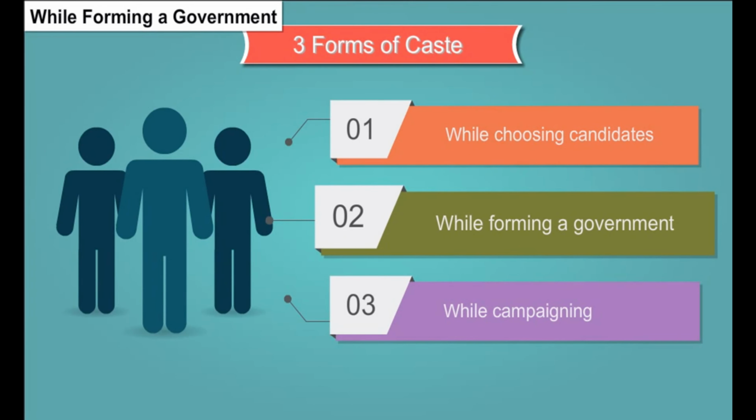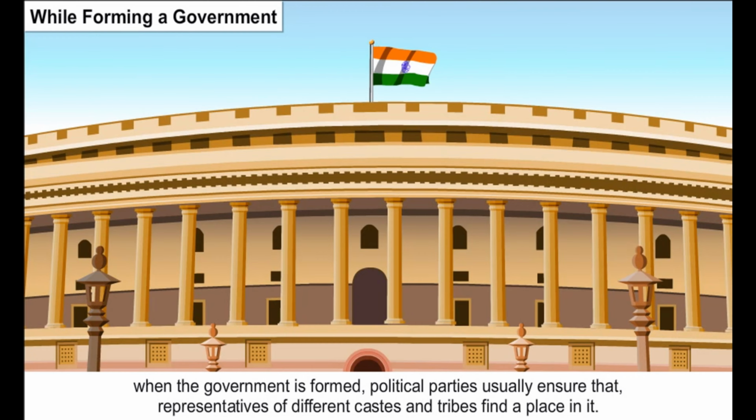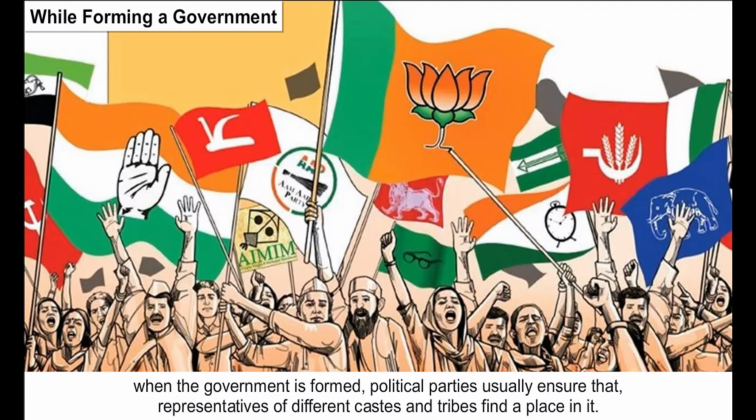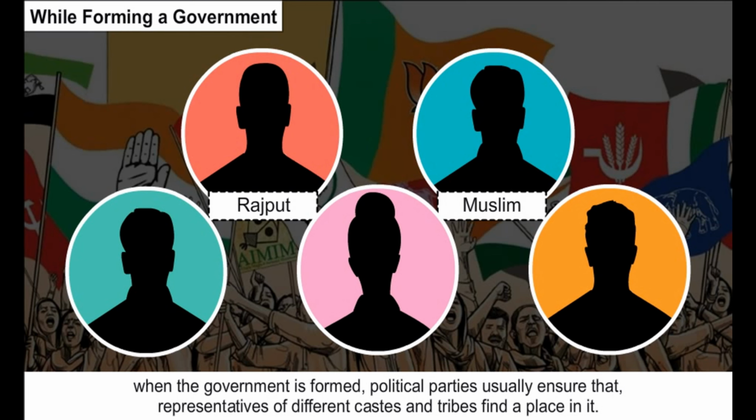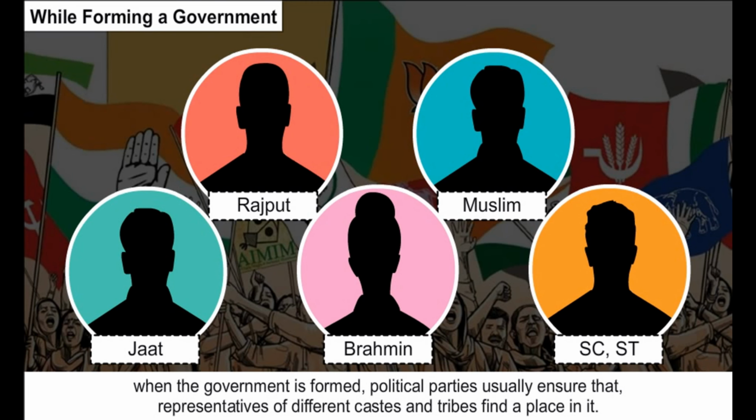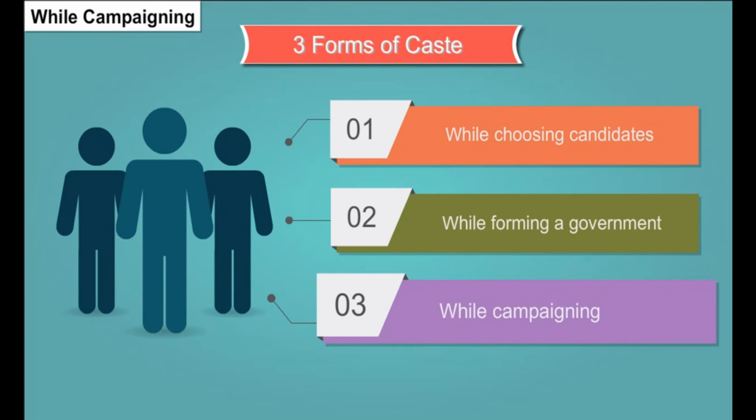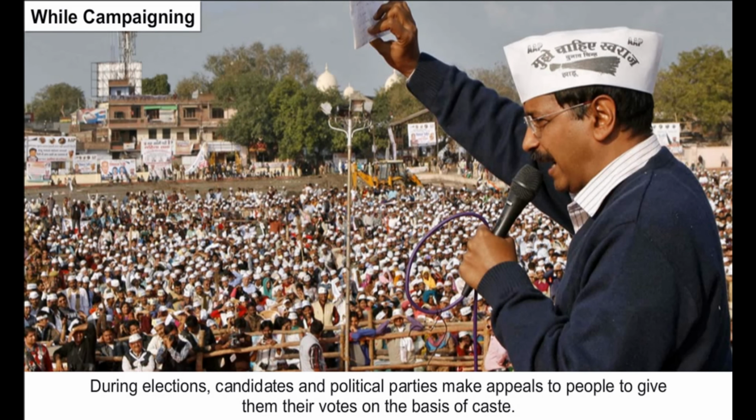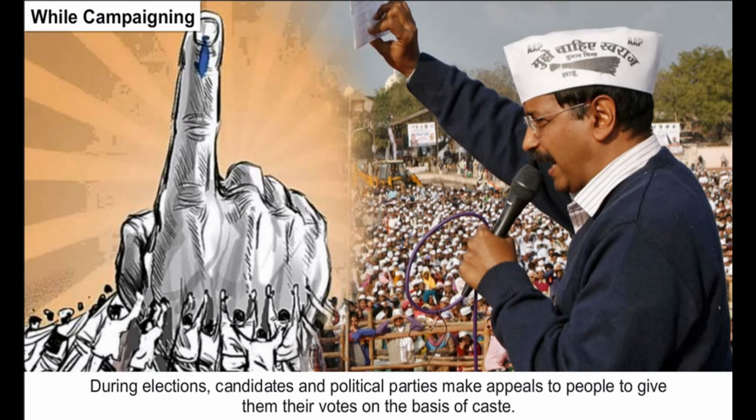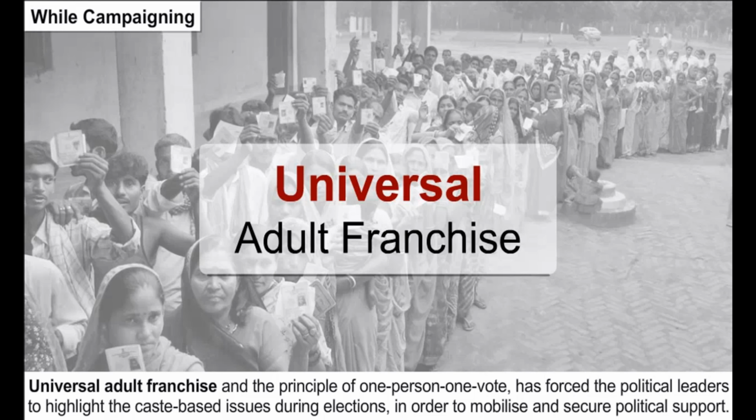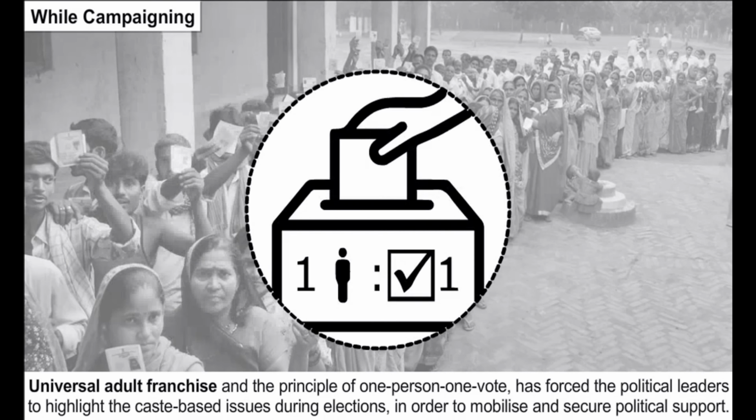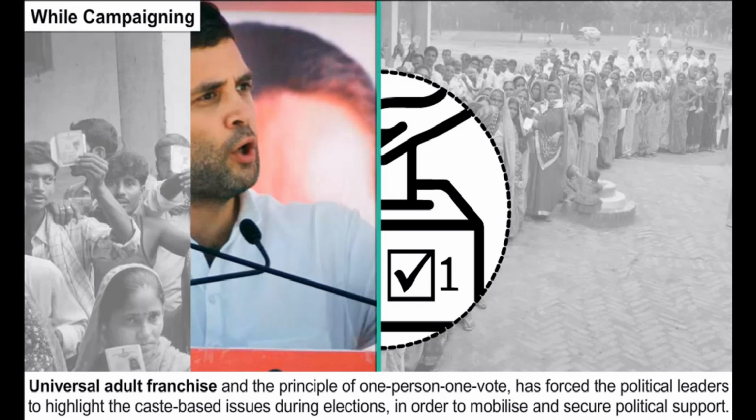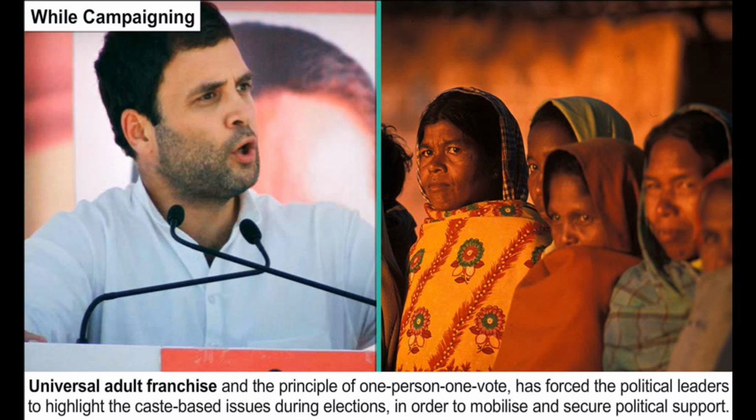While forming a government: when the government is formed, political parties usually ensure that representatives of different castes and tribes find a place in it. While campaigning: during elections, candidates and political parties make appeals to people to give them their votes on the basis of caste. Universal adult franchise and the principle of one person, one vote has forced the political leaders to highlight caste-based issues during elections in order to mobilize and secure political support.